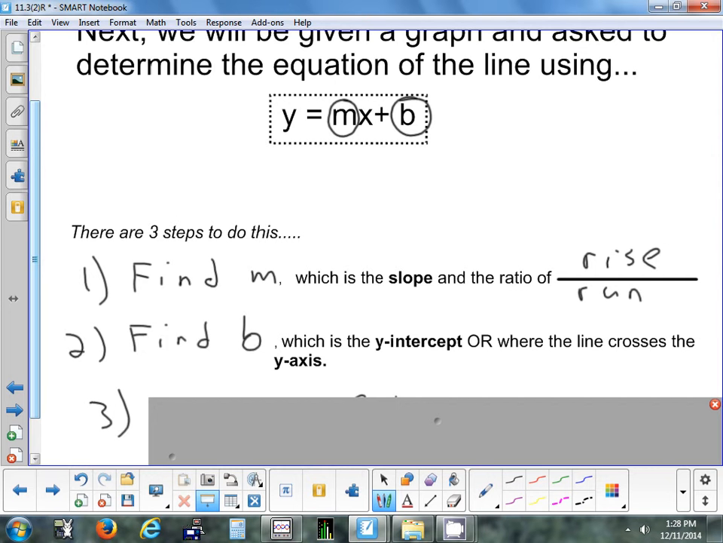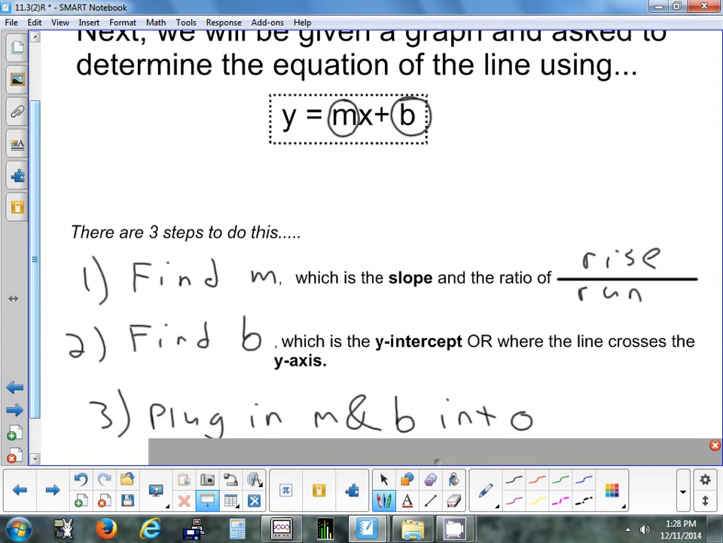Okay, now once you have the m and you have the b, you're not done. You've got to write the answer. How do you do that? Take the m and the b and plug them in.